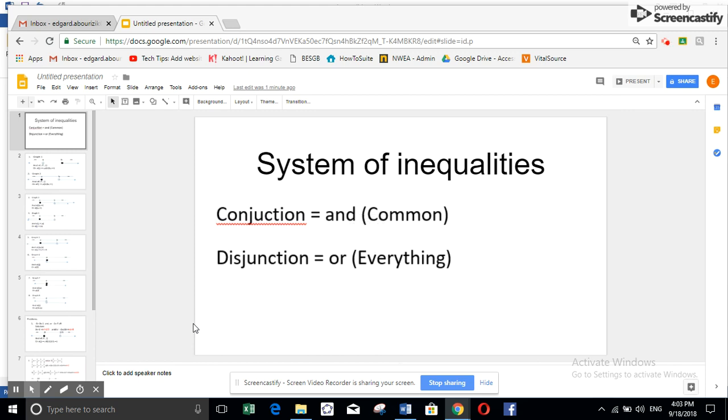Hello, grade 10. As we said today in the class, we're going to explain systems of inequalities of two equations where we have "and" or "or". As we said, "and" is the common between the solutions, "or" is everything. We're going to see graphically what we mean by that.